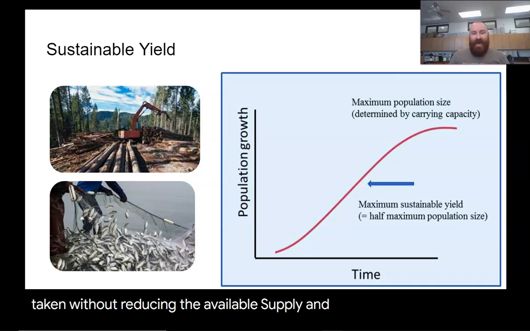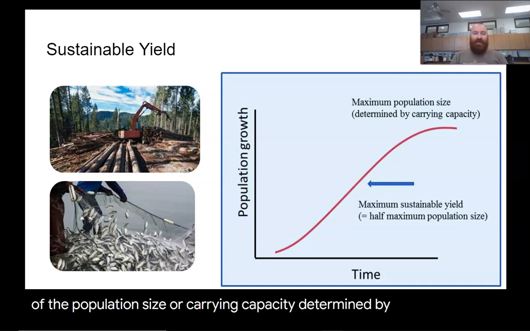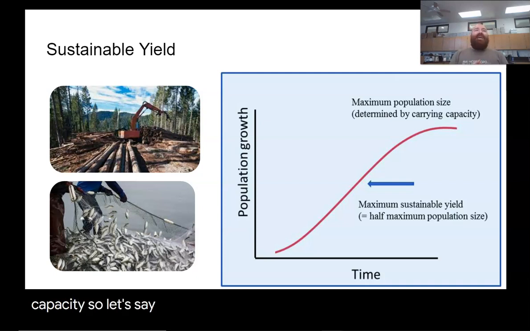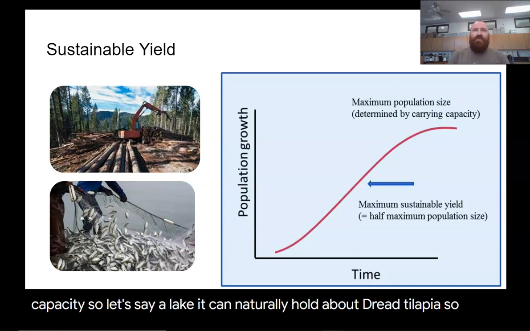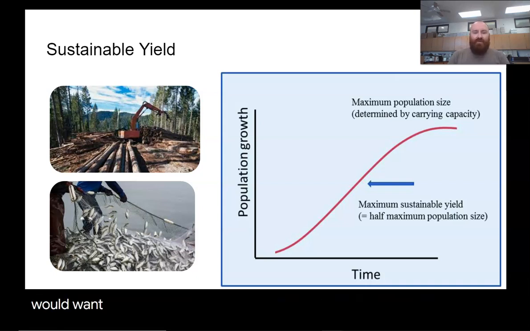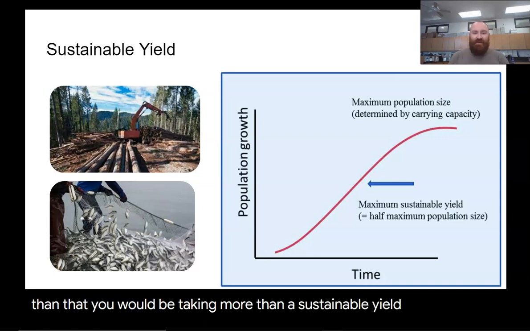And mathematically, this is half of the population size, determined by carrying capacity. So let's say a lake can naturally hold about 200 tilapia. You would want to only take half of that. So if you're trying to take any more than that, you would be taking more than the sustainable yield.